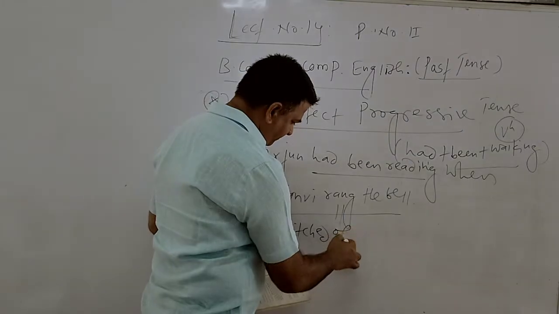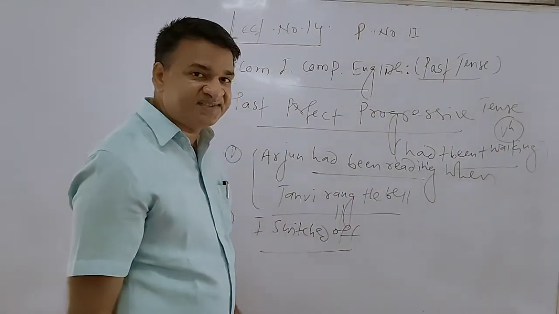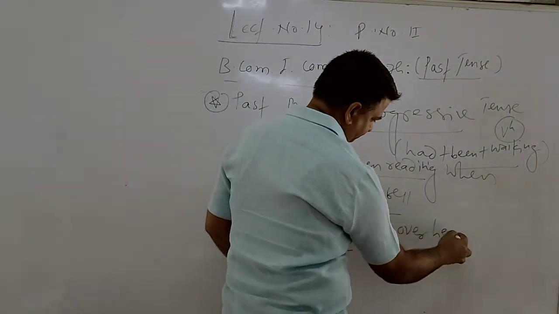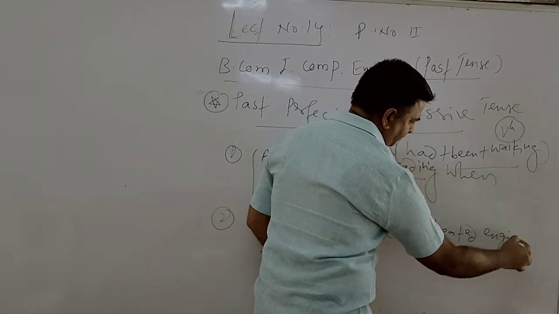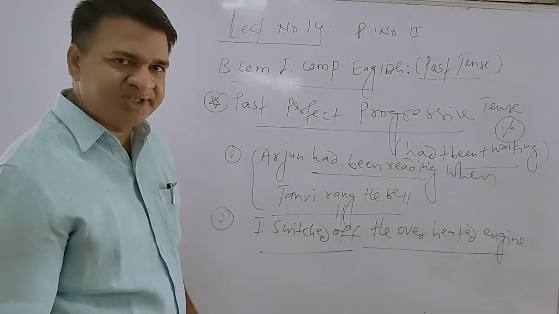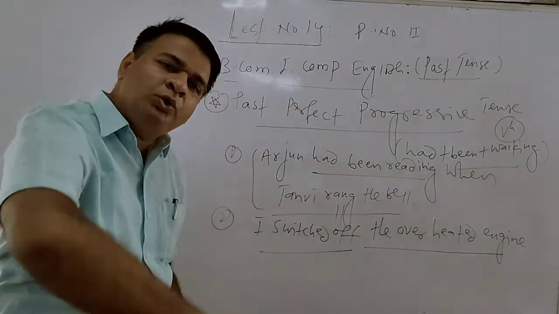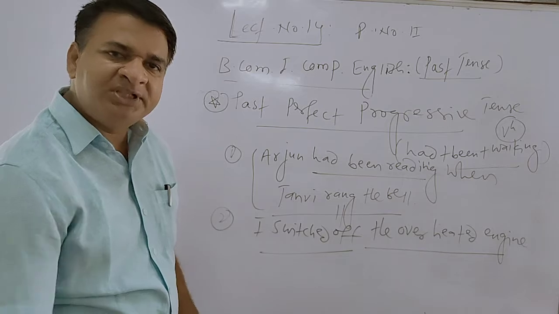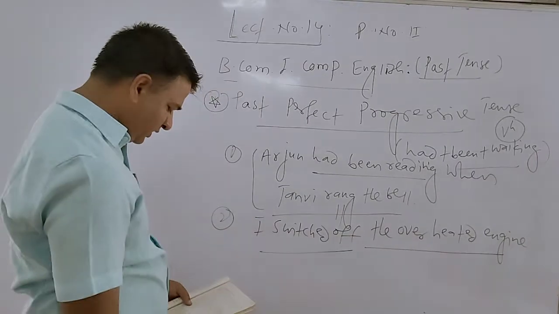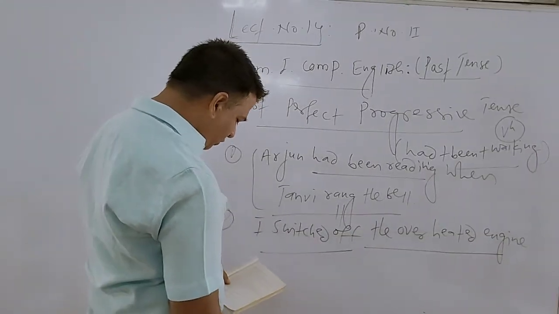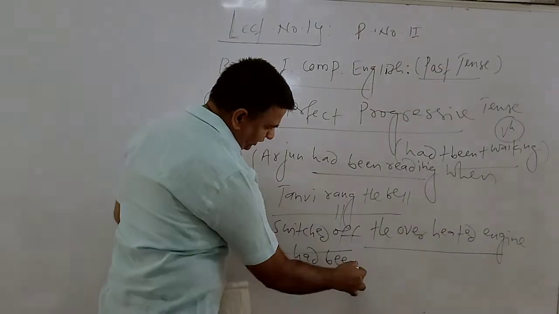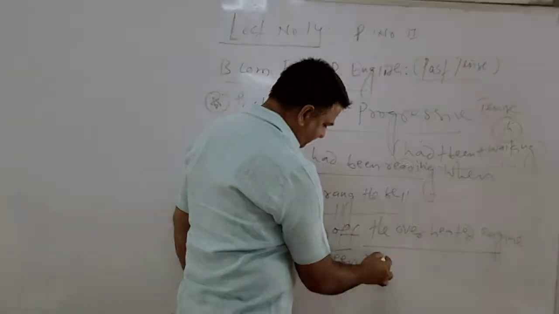I switched off, simple past tense, I switched off the overheated engine. The engine had been on for a long time; until he switched it off, it was running. Means it had started in the past. I switched off the overheated engine which had been running for 6 hours.